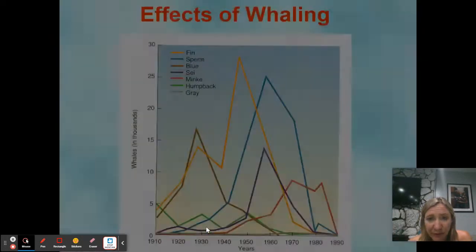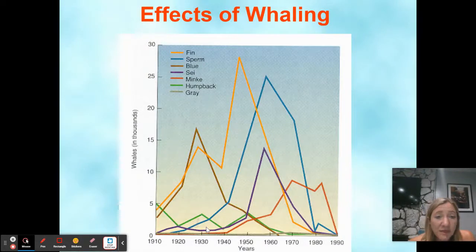It's definitely problematic. This is whaling, so you can see the effects of whaling is wiped out a lot of those species. We used to have a lot of them in the early 1940s. And this is when hunting for whales was really significant for their blubber and things like that.